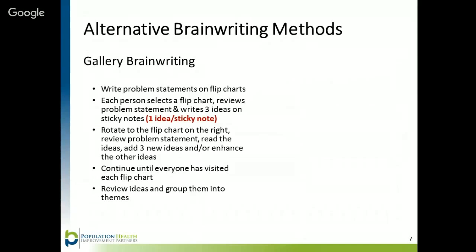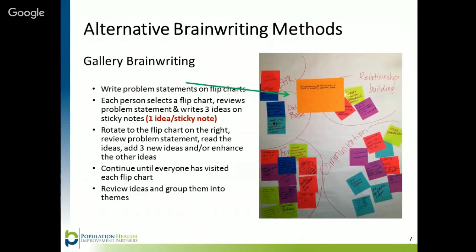To get started, write 1 problem statement on each flip chart. Then, each person selects a flip chart, reviews the problem statement, and writes 3 ideas on sticky notes. Remember to do 1 idea per sticky note. Next, each person rotates to the flip chart on the right, reviews the problem statement, reads the ideas, adds 3 new ideas, and/or enhances the other ideas. Continue this process until everyone has visited each flip chart.